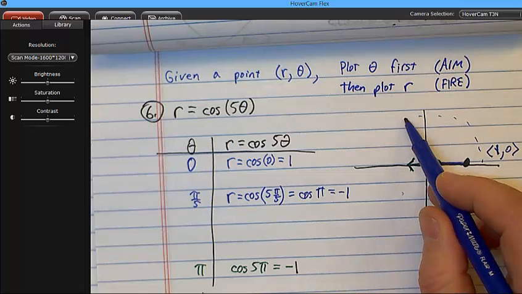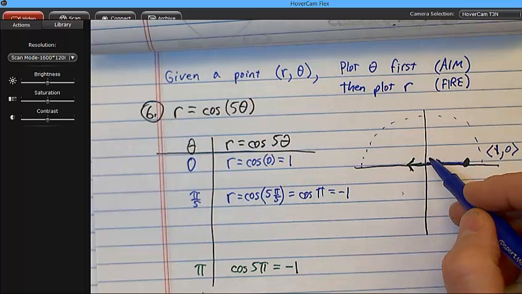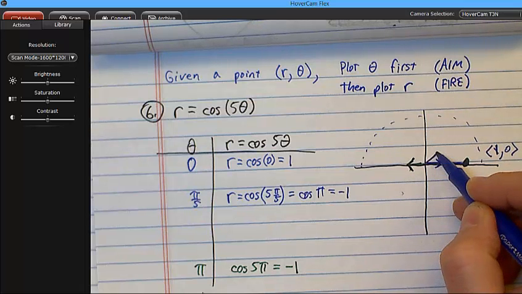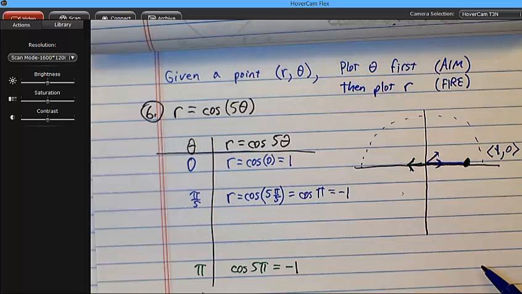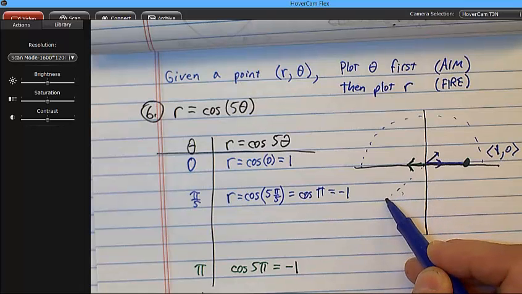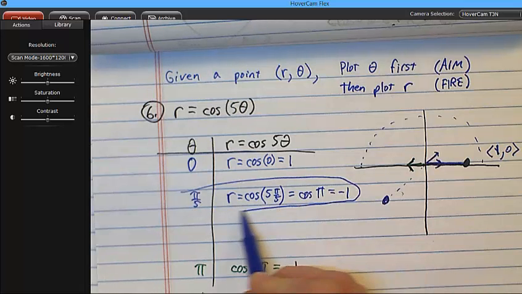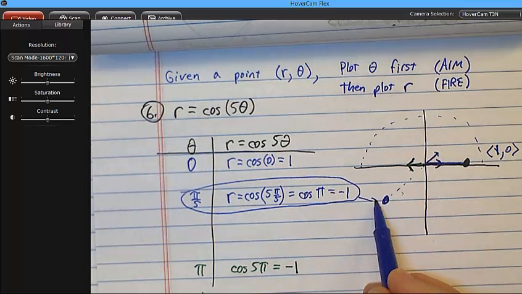What's 180 divided by 5? 36. All right. So I'm aiming up here at 36, right? But where am I going to shoot it at? -1. It's going to end up back over here. So this point corresponds to that.